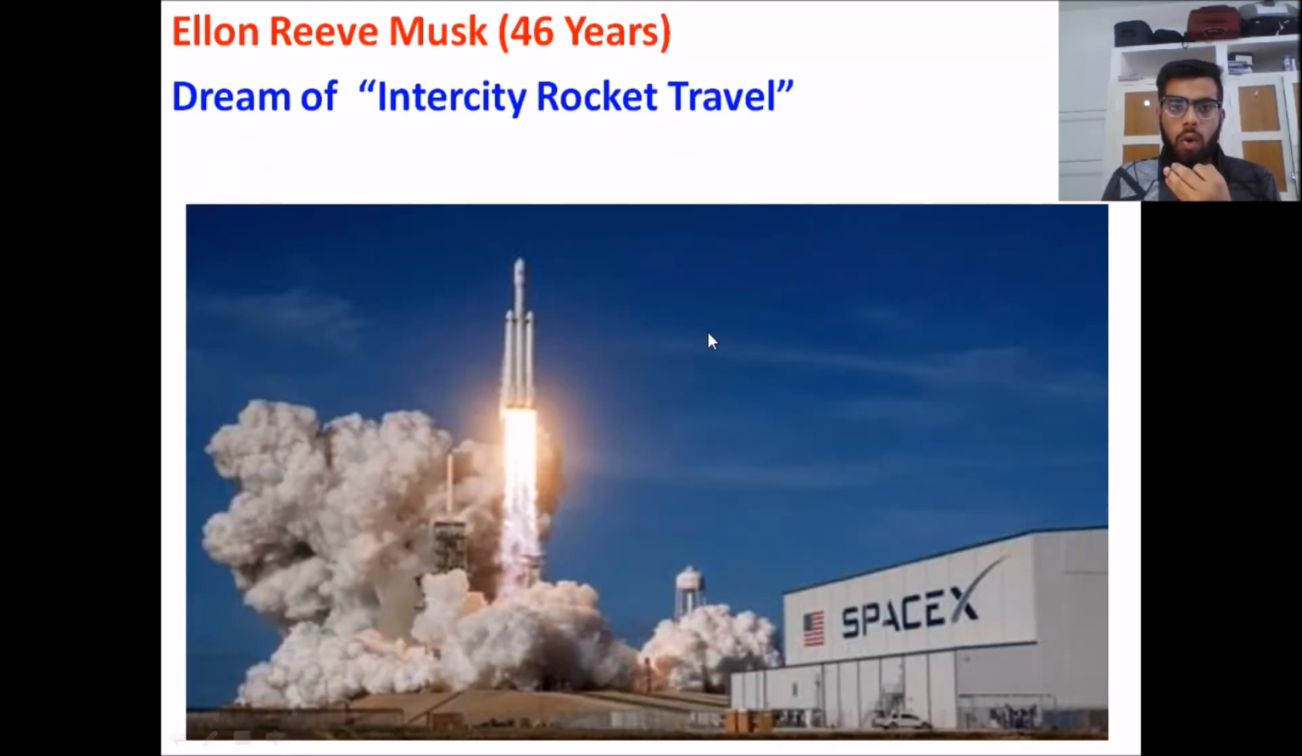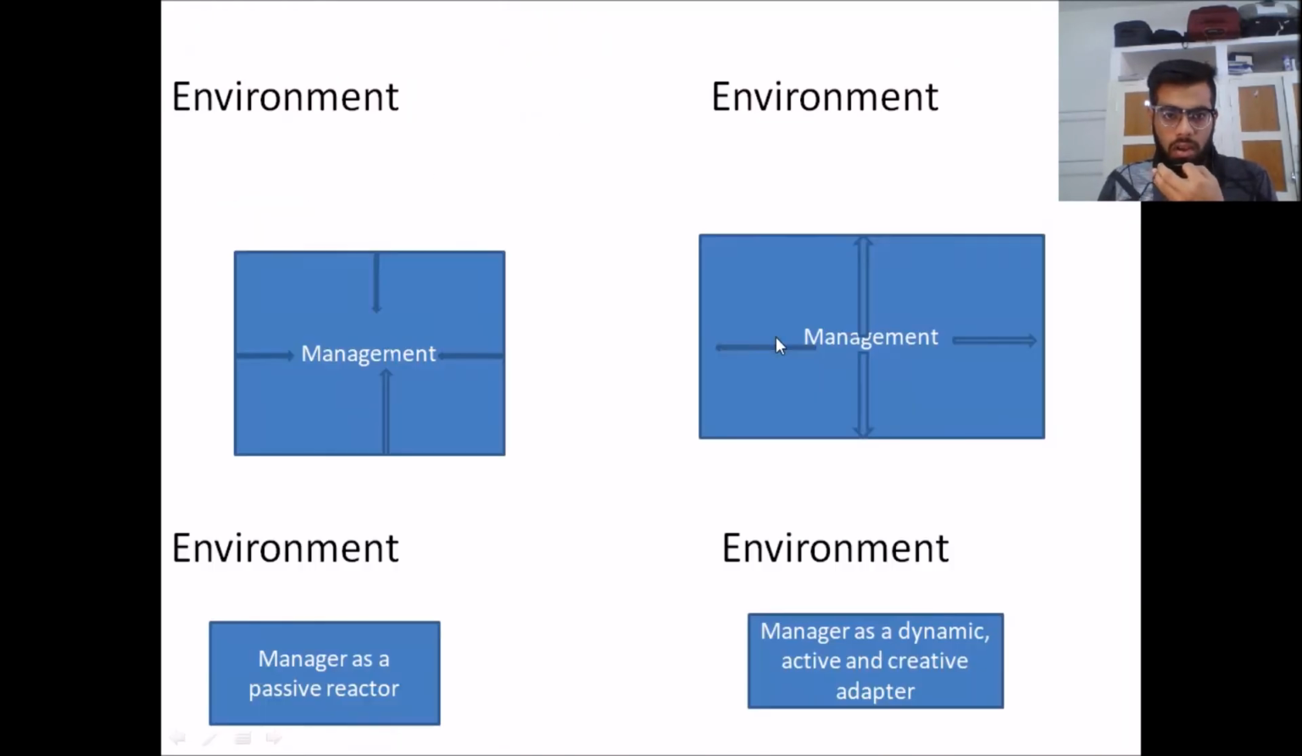All right. Now we take the example of Elon Musk. He always thinks about the future, so he's a proactive planner. He recently launched his new rocket from his company SpaceX with a Tesla on it, just to see the future, dreaming of intercity rocket travel.